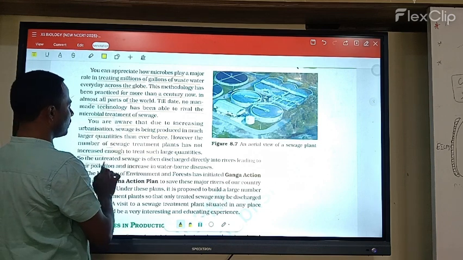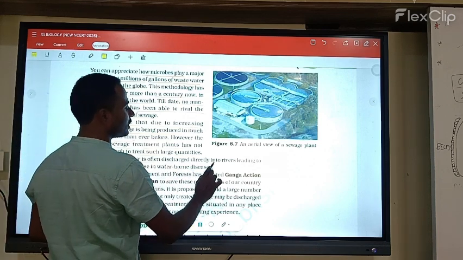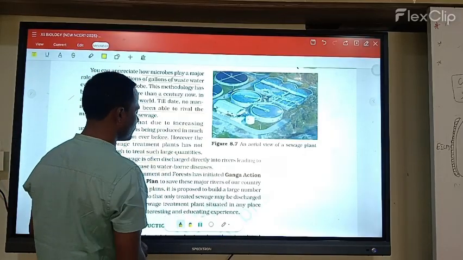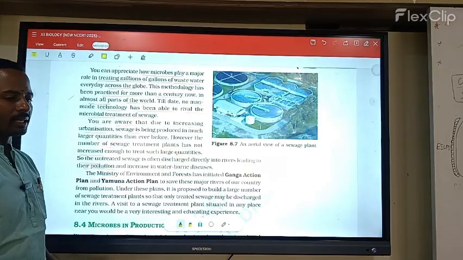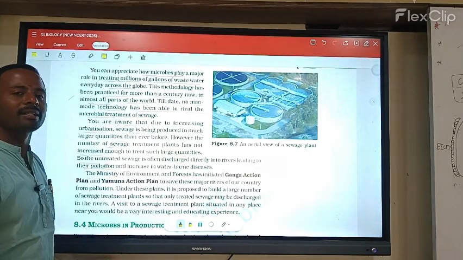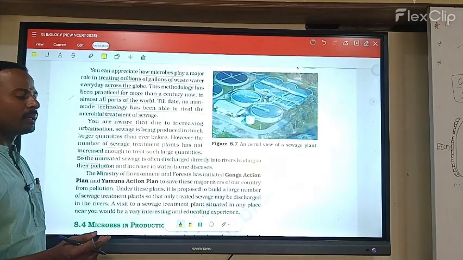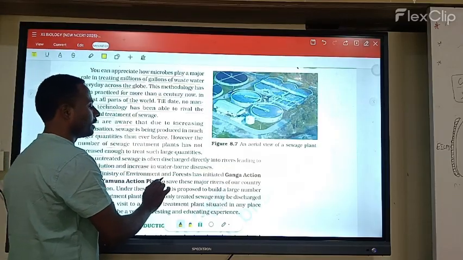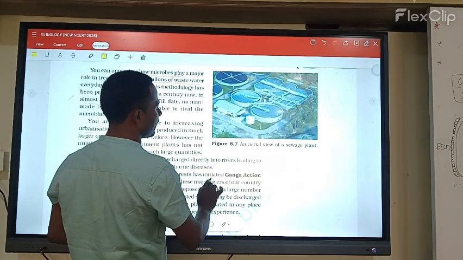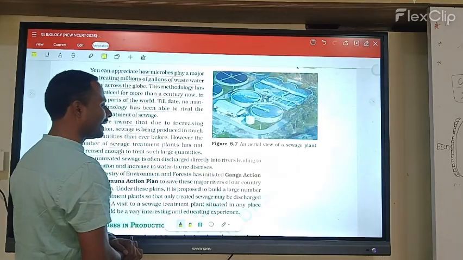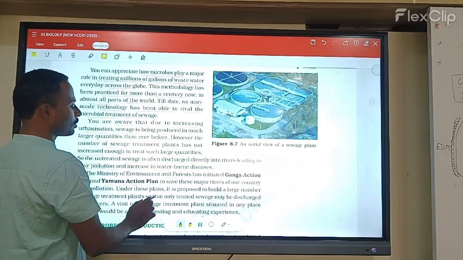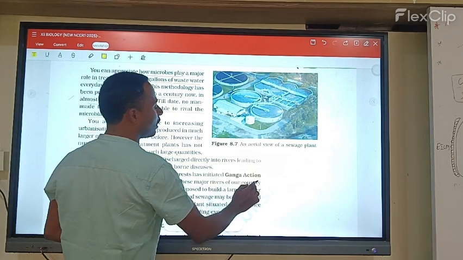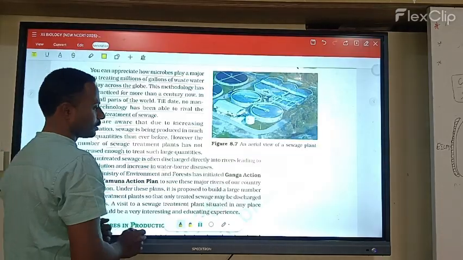So untreated sewage is often discharged directly into rivers, leading to pollution and an increase in water-borne diseases. Without purification, sewage released directly into rivers and streams causes a number of diseases. For that purpose the Ministry of Environment and Forests initiated the Ganga Action Plan and Yamuna Action Plan to save these major rivers of our country from pollution.